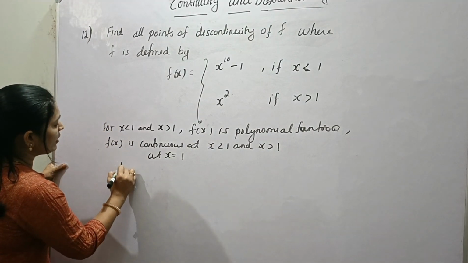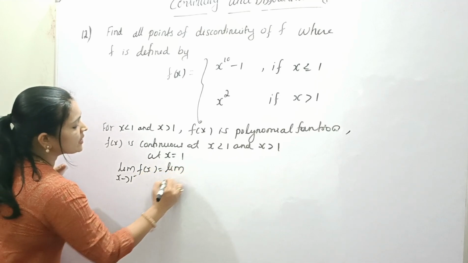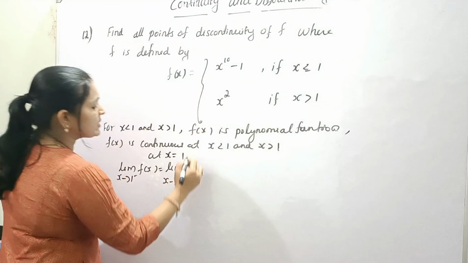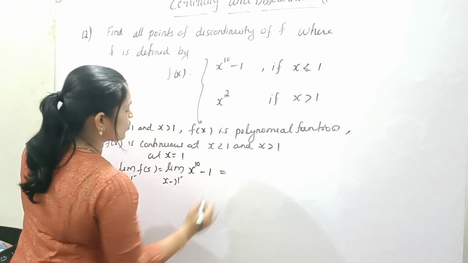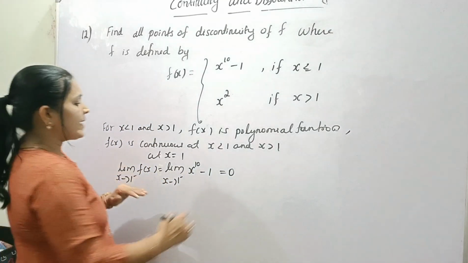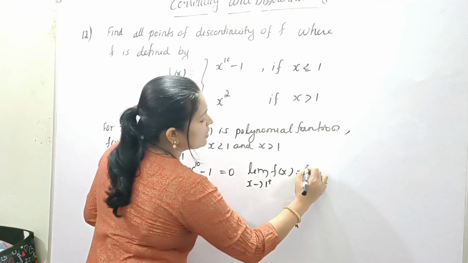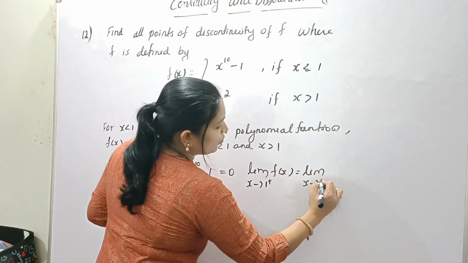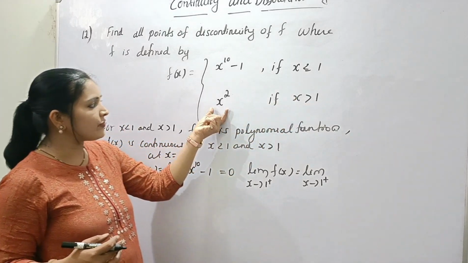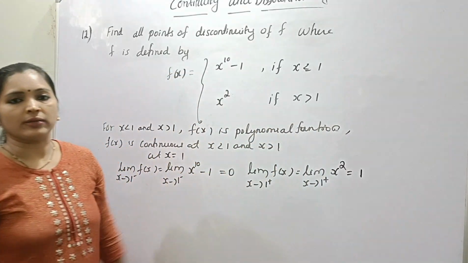Here, limit x tends to 1 minus f of x, that is when x less than 1, the function is x raised to 10 minus 1. Substitute x is equal to 1, so 1 minus 1, 0. Next, right hand limit, x tends to 1 plus f of x, that is when x greater than 1, the function is x square. Substitute x is equal to 1, so the value is 1.